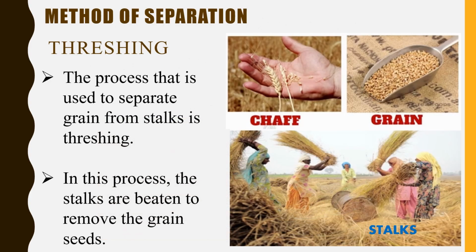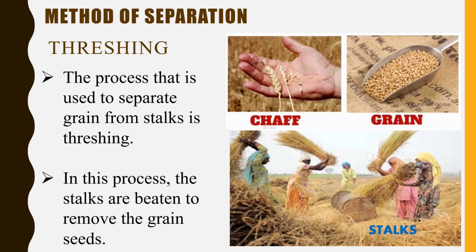Another method of separation is threshing. You must have seen bundles of wheat or paddy stalks lying in the fields after harvesting the crop. Stalks are dried in the sun before the grain is separated from them. Each stalk has many grain seeds attached to it, and the grain has a coating known as chaff. The chaff is not eaten, so the chaff needs to be separated from the grain.